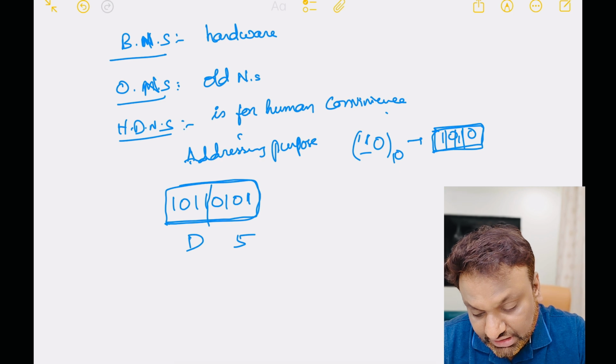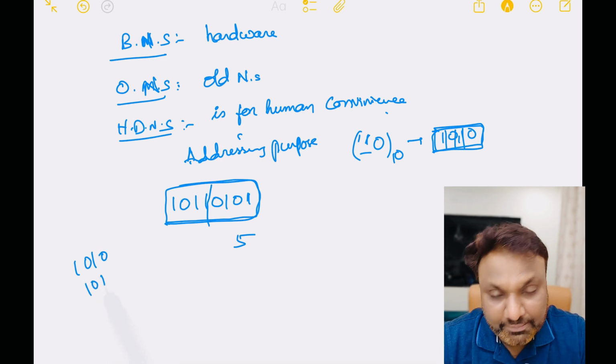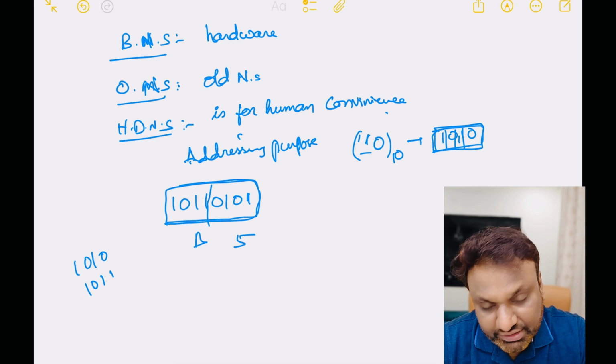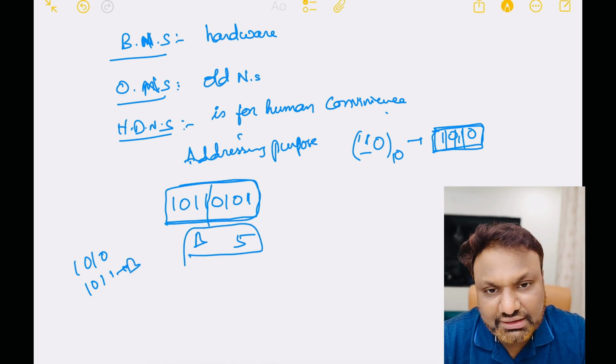No, it is not D. 1011, this is B, sorry. So this is nothing but B5. So I can simply say B5 address, this is for my convenience only.